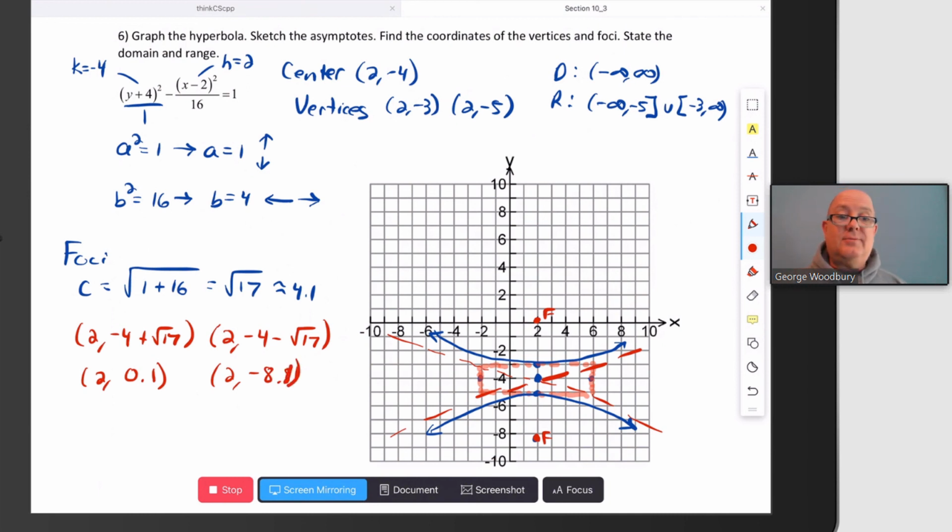All right, that's it for that graph. When we come back, we'll take a look at what happens when it's not in any of these forms that we've seen so far. We'll use completing the square.